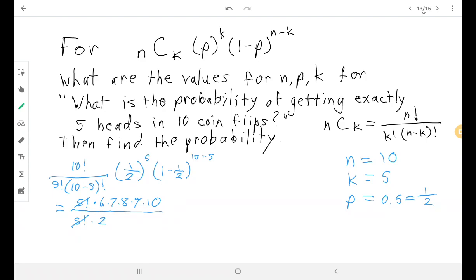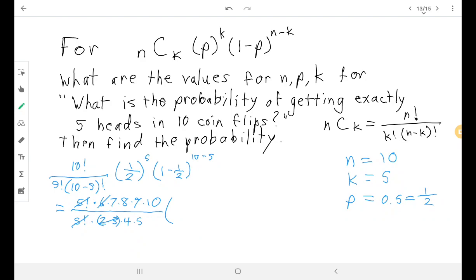So I can call this 2 times 3 times 4 times 5. And that allows me to do more clever things, like say I could take this 2 times 3, which is 6, and cancel the 6, right? I could take 8 over 4 and call it 2, which I'll do later. And I could take 10 over 5 and call it 2. So I'm just trying to simplify things as much as possible. Okay? Then I've got 1/2 to the 5th.